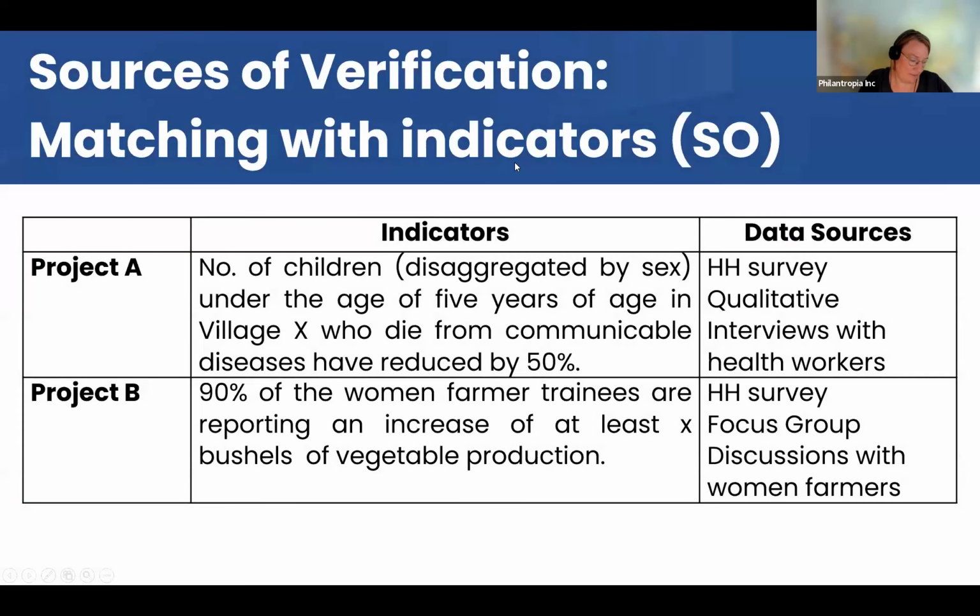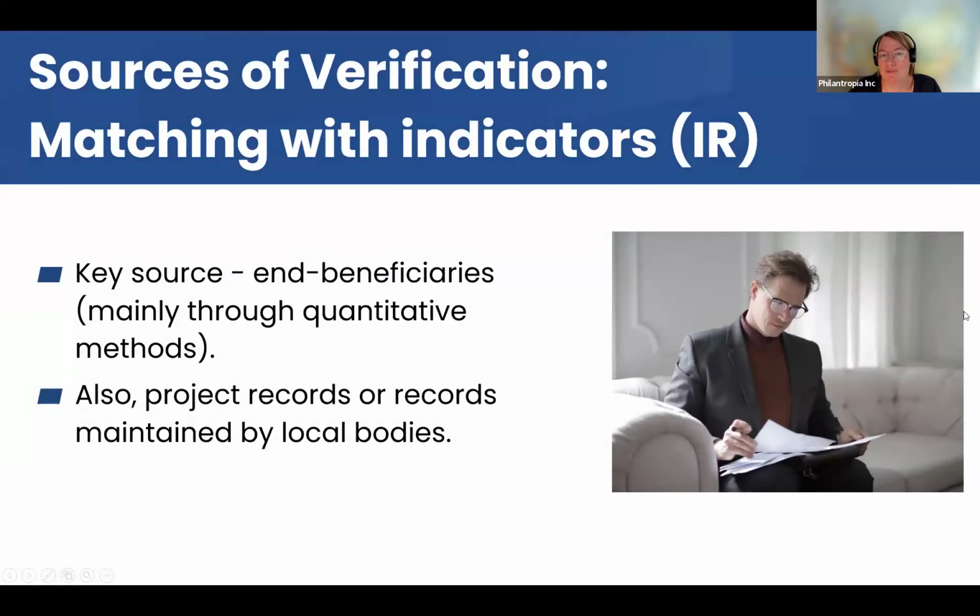So here again, the specific objective indicators would be number of children under the age of 5 in a village. So for that, you could use a survey or qualitative interviews with health workers. And again, the second example, 90% of trainees are reporting an increase in vegetable production. Again, this could be a survey, could be a focus group discussion with women farmers to get that data. So for here, you have to start collecting data yourself, and you can't rely on external sources because nobody will have that data. We get more to the detail level, the intermediate results.